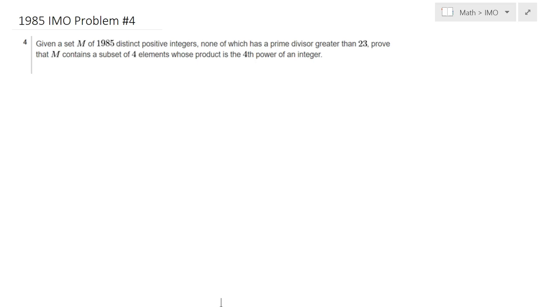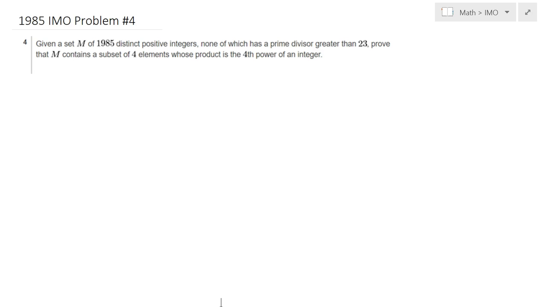Hello everybody, in this lecture we will be solving 1985 IMO problem number 4. Here is a view of this problem. Given a set M of 1985 distinct positive integers, none of which has a prime divisor greater than 23, prove that M contains a subset of 4 elements whose product is the fourth power of an integer.